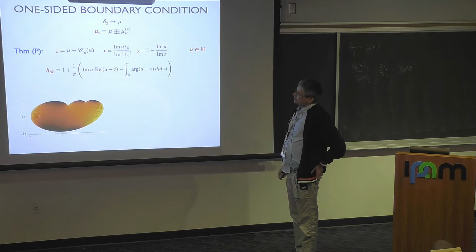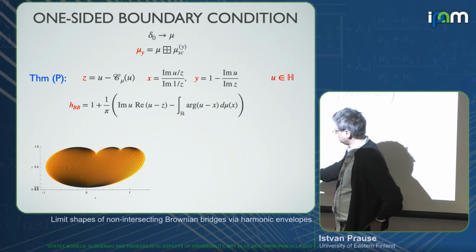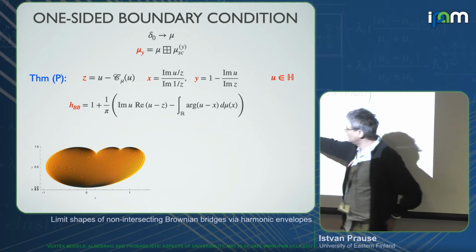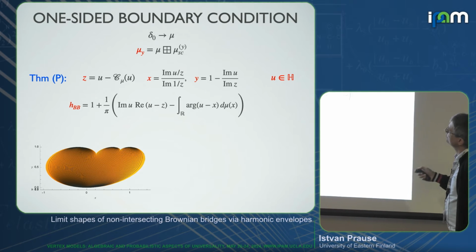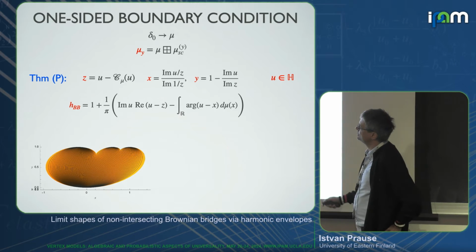Okay, so now we're going to look at a one-sided boundary condition, meaning that at time 0 we just have the Dirac delta, and then on the other side, we have an arbitrary measure. The solution in this case can be represented by free convolution with a rescaled semicircle distribution.